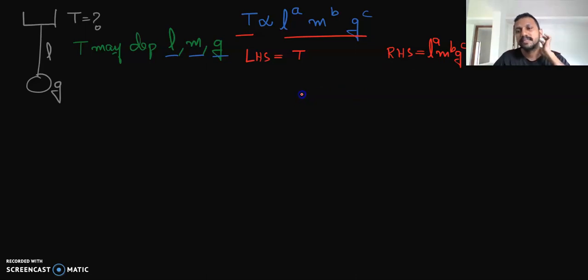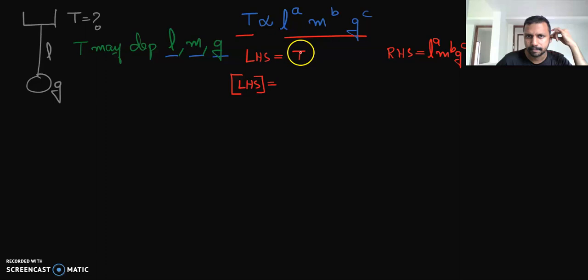Clear? Since we know the LHS and RHS, let's find out the dimensional formula of the LHS. What is T? T is the time period. Time period is time. Therefore, the dimensional formula of time is T. Therefore the dimensional formula of LHS is T. Then what's the RHS? It is L raised to A, M raised to B, G raised to C.